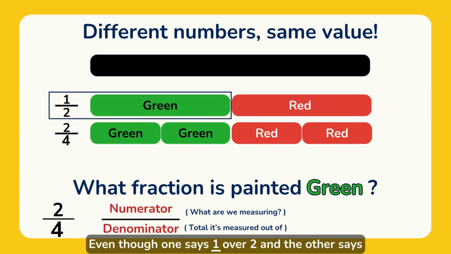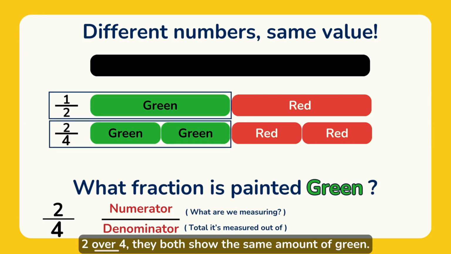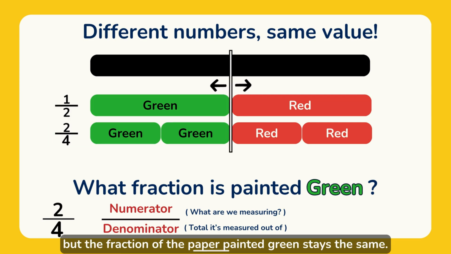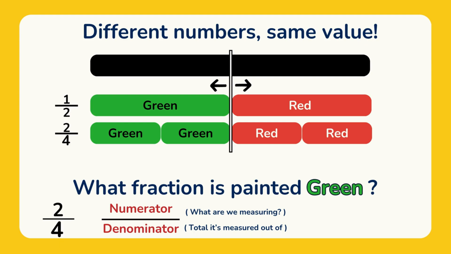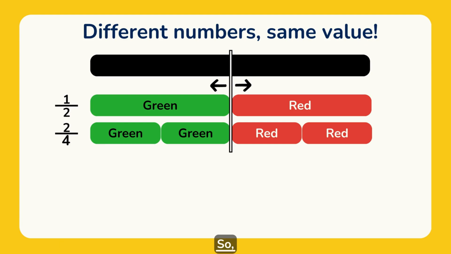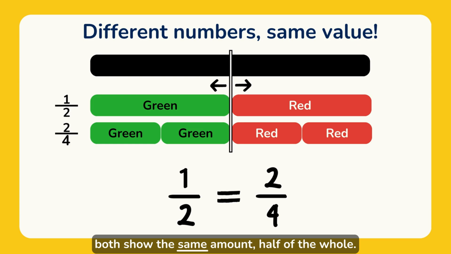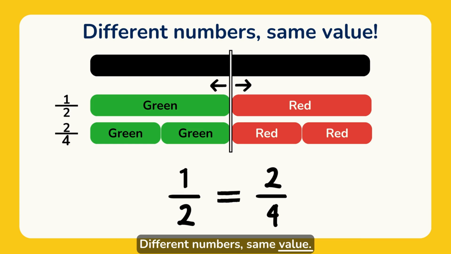Even though one says 1 over 2 and the other says 2 over 4, they both show the same amount of green. That's why we call them equivalent fractions. The numbers may look different, but the fraction of the paper painted green stays the same. So now we've clearly seen that 1 over 2 and 2 over 4 both show the same amount, half of the whole. Different numbers, same value.